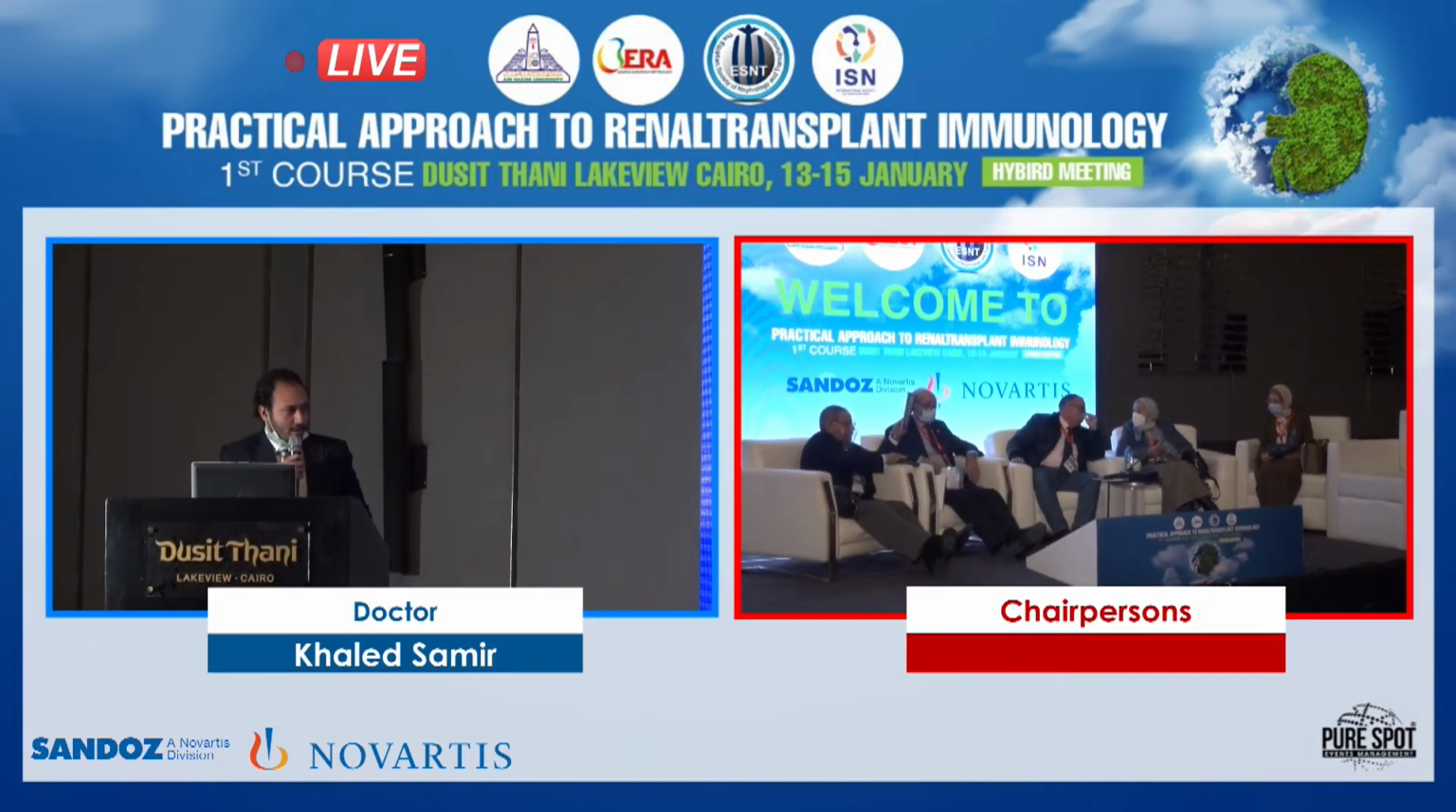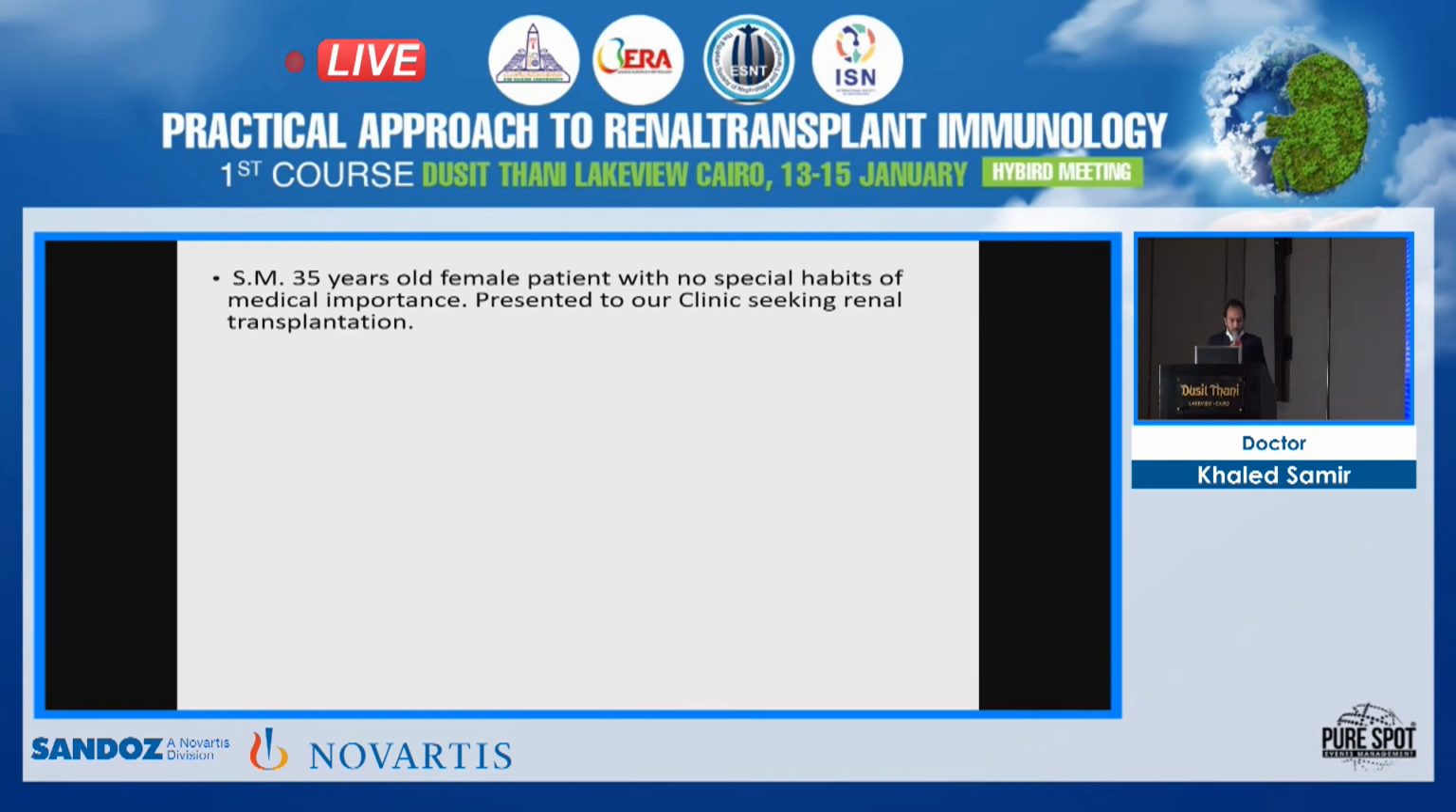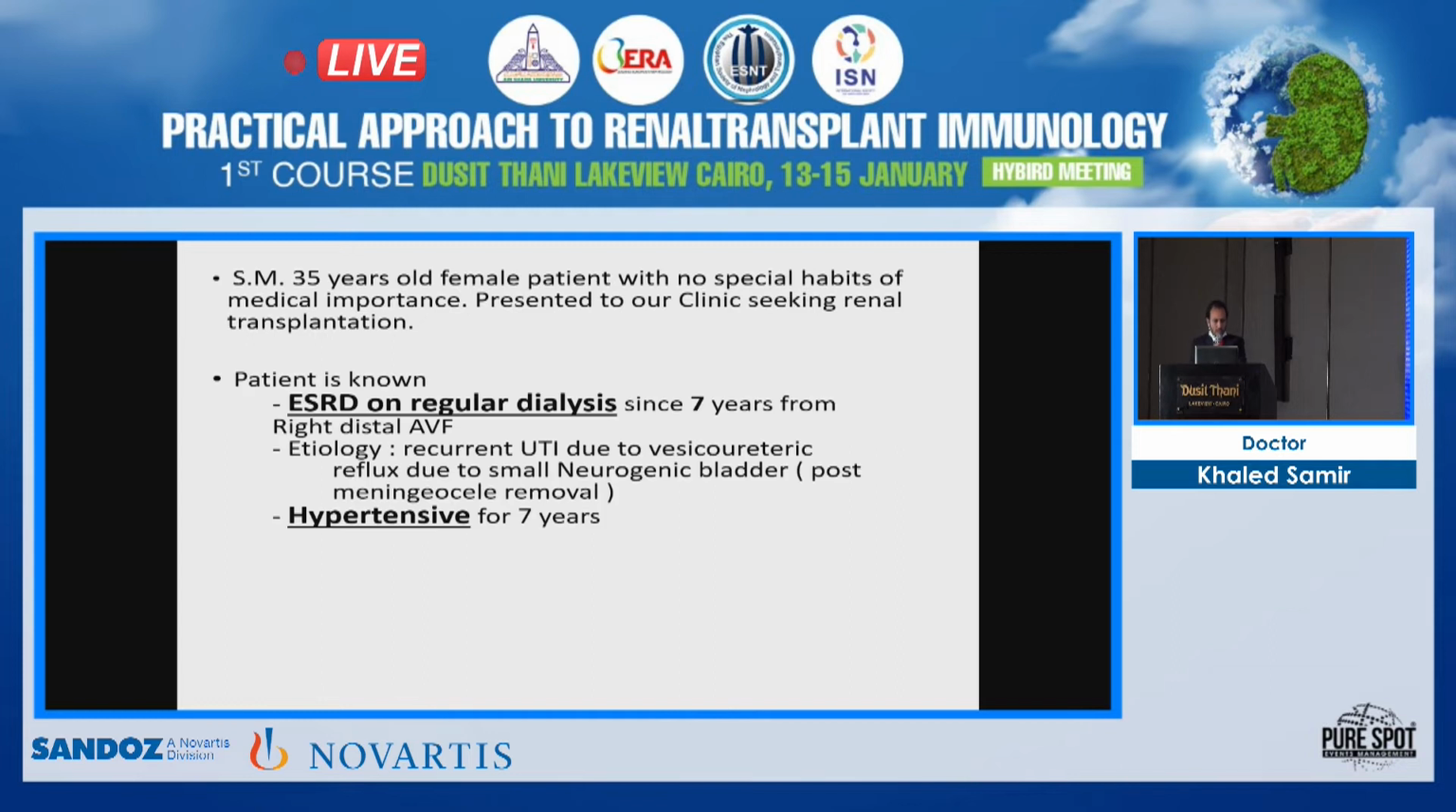Welcome. Today our case is about patient SM. She is 35 years old, a female patient with no special habits of medical importance. The patient presented to us seeking renal transplantation. She is known to have end stage renal disease on dialysis for 7 years. The access was a right distal AV shunt.